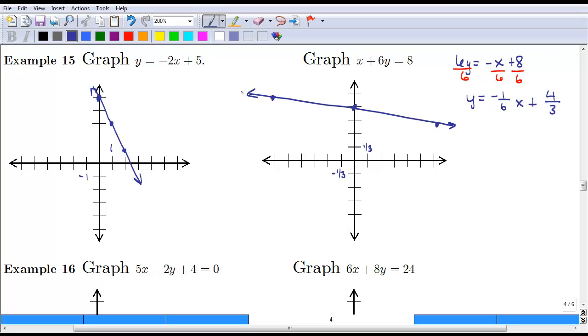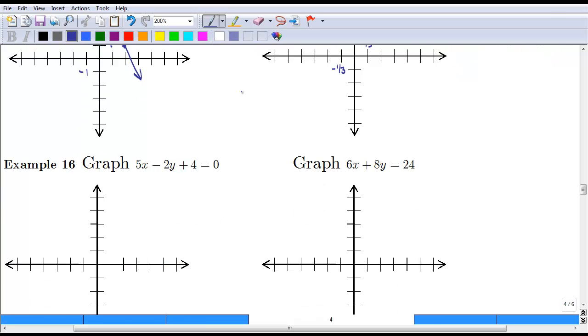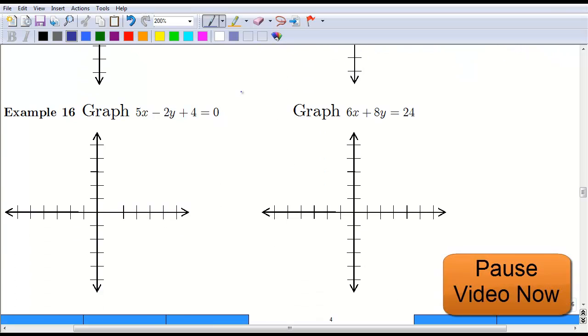Notice in both of these examples we had negative slopes and that these graphs are decreasing. Obviously, example 15 is decreasing at a faster rate because it has a -2, and the next example is at a shallower rate because it is -1/6. So I would like you to pause the video at this point and try example 16.